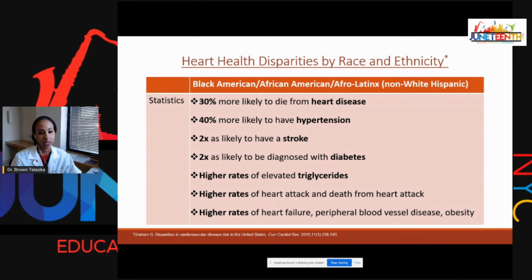These populations have 30% more likelihood to die of heart disease, 40% more likely to have high blood pressure, which is hypertension, 2 times more likely to have a stroke or have diabetes, have higher rates of triglycerides, which is a type of cholesterol, higher rates of heart attack, death from a heart attack, higher rates of heart failure, peripheral blood vessel disease, which we keep mentioning, artery disease of the legs and the belly, and obesity.